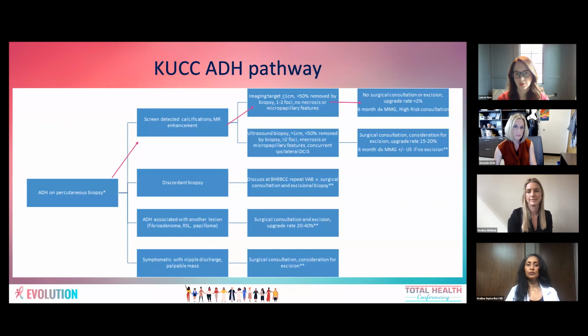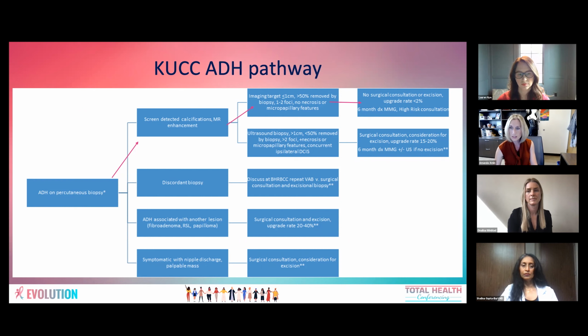So Dr. Amin, let's talk a little bit more about the ADH pathway that we have. Yes, so all of our patients are reviewed at this Benign Concordance Conference, but we've really tried to be quite clear in our definitions of who we think would benefit from excision because of their higher risk of upgrade and who would potentially benefit from being offered active surveillance.